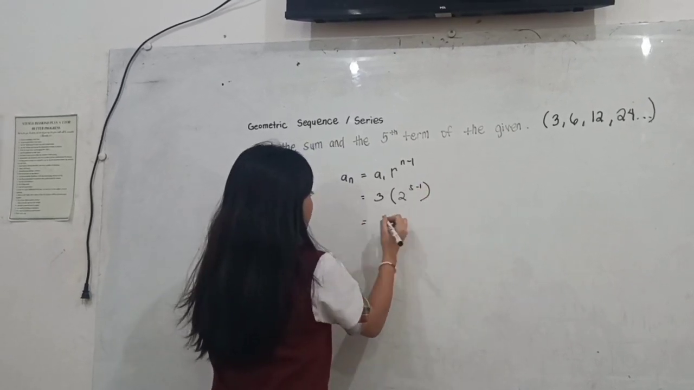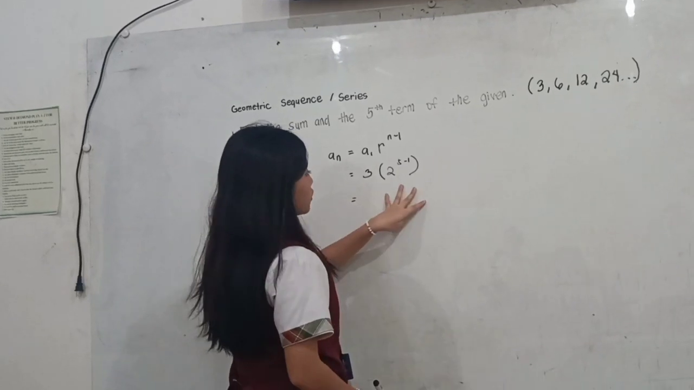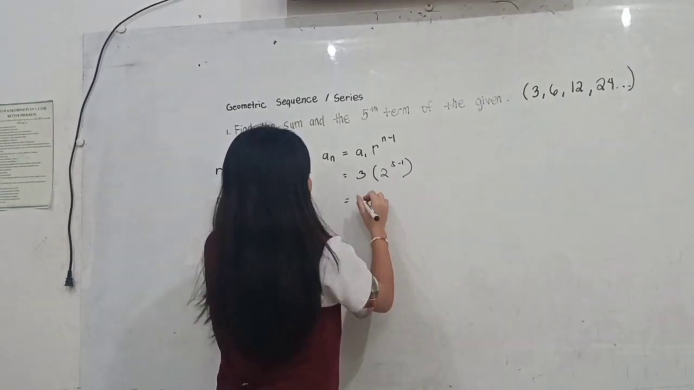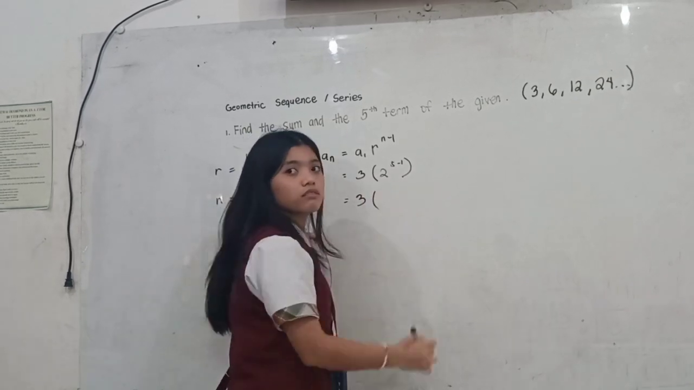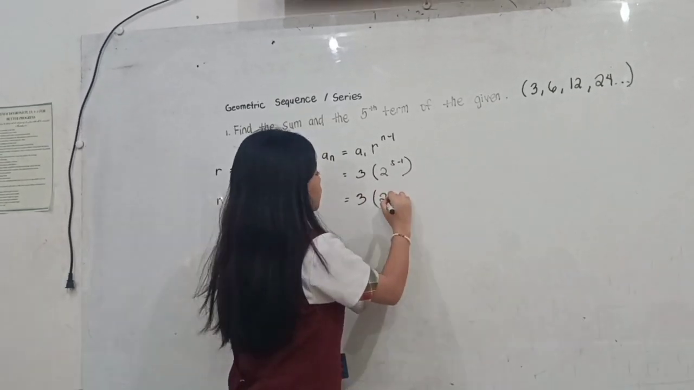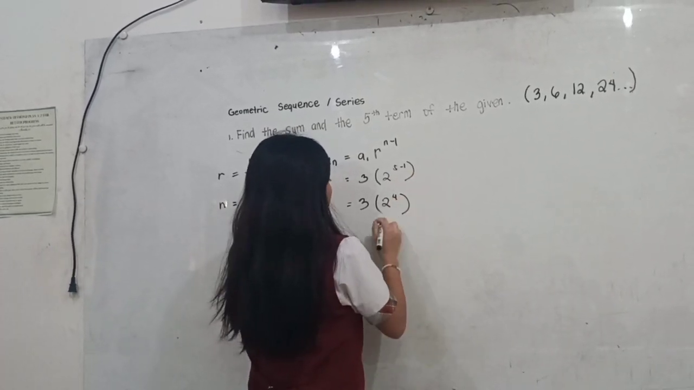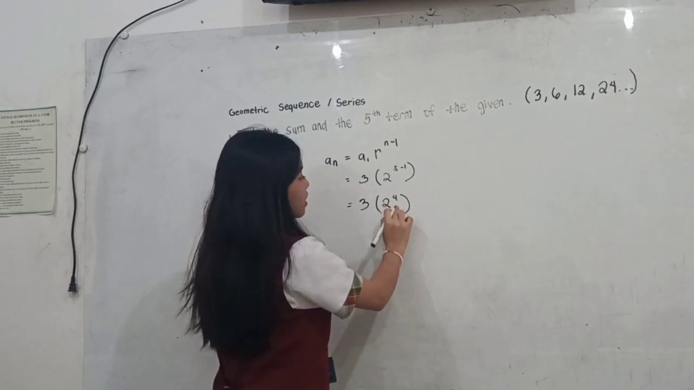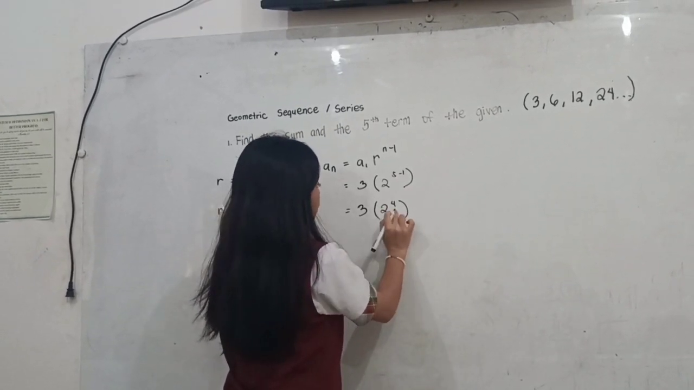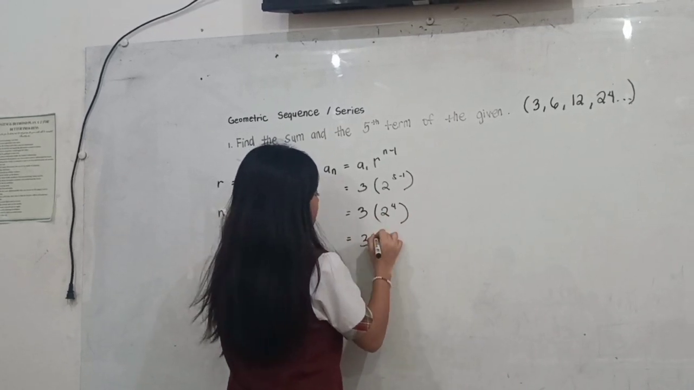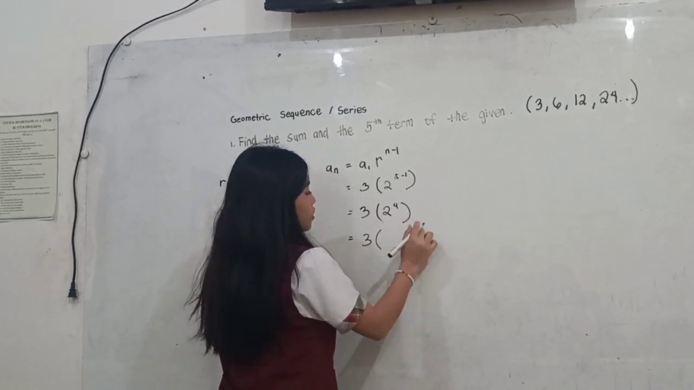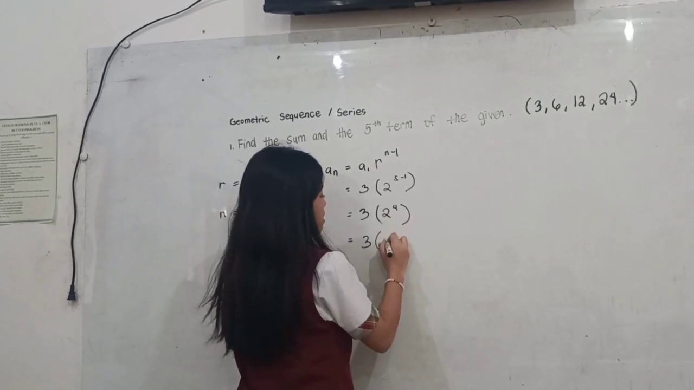So the first thing to do is solve the exponent. 5 minus 1 is equal to 4. Then solve 2 raised to 4, which is 16.